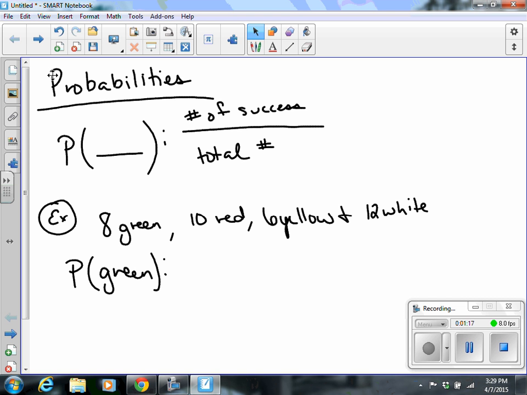I know that there are 8 possibilities for success there. I can have 8 green jelly beans. What's the total number of jelly beans then? I have 8 plus 10 plus 6 plus 12, so 8 out of 36. When I have my probability there, I'm going to reduce this fraction if possible, which in our case we can. So the probability of selecting a green is 2 out of 9.